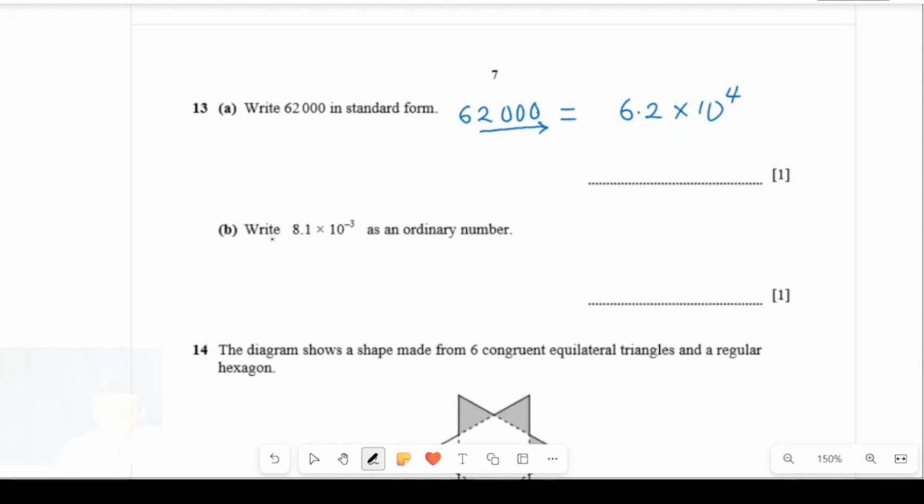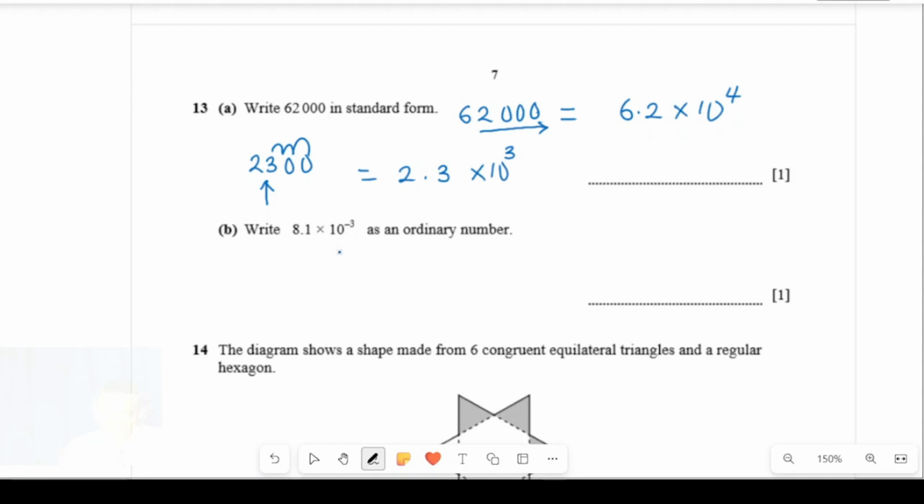Okay, now let's look at this one. Write 2,300 in standard form. That will be what? 2.3. Then count 1, 2, 3. So that is times 10 raised to power 3.